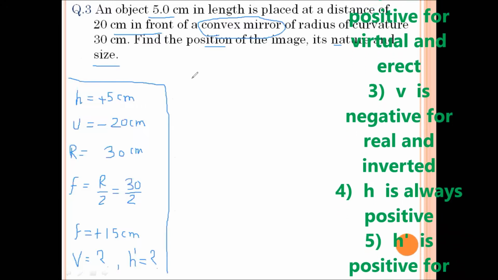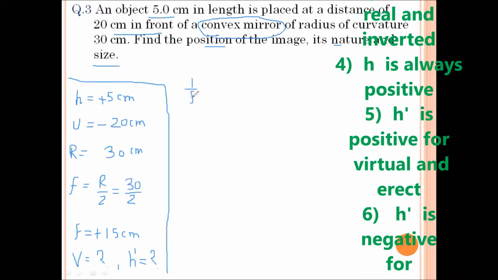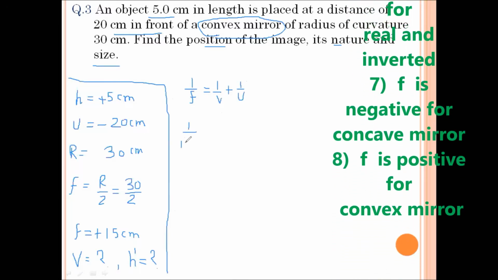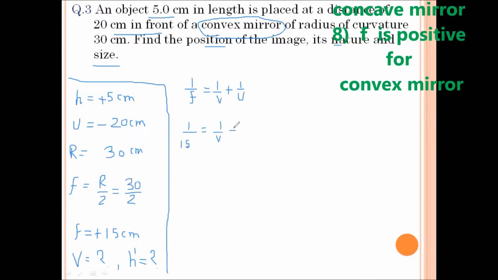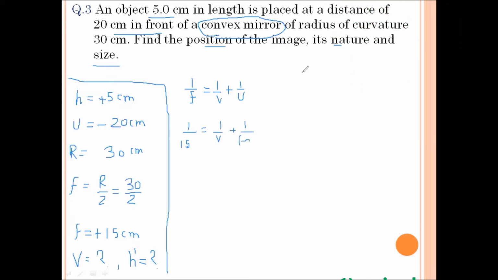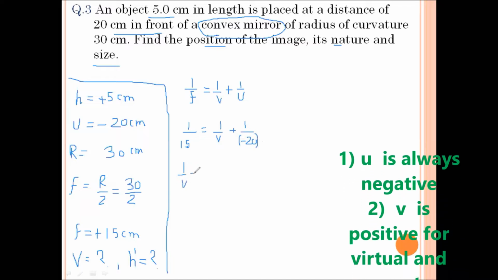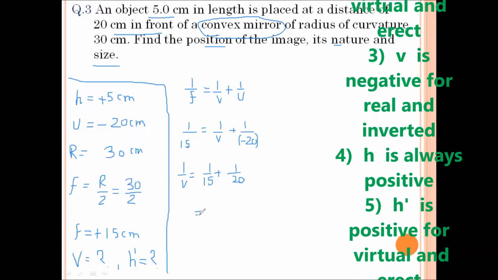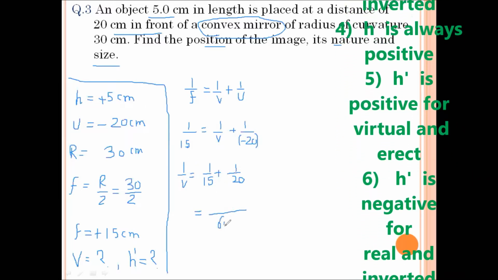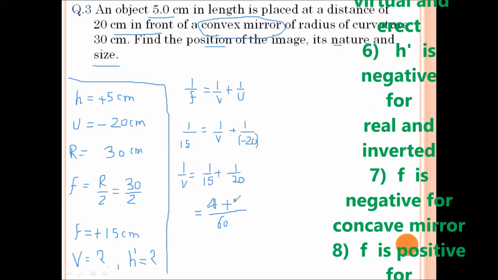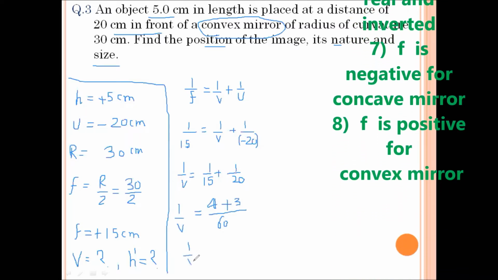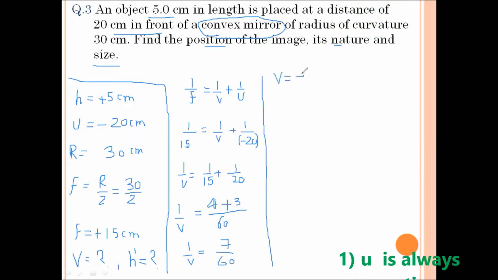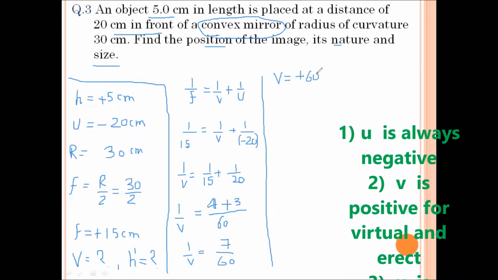So we can calculate the position of image by applying the mirror formula, that is 1 by f equals 1 by v plus 1 by u. f is plus 15 centimeter, 1 by v, and u is given minus 20 centimeter. On rearranging, we get 1 by v equals 1 by 15 plus 1 by 20. The LCM of 15 and 20 is 60. So here we can write 4 plus 3. So 1 by v comes out to be 7 by 60. On reciprocal, the position of image obtained is plus 60 by 7.